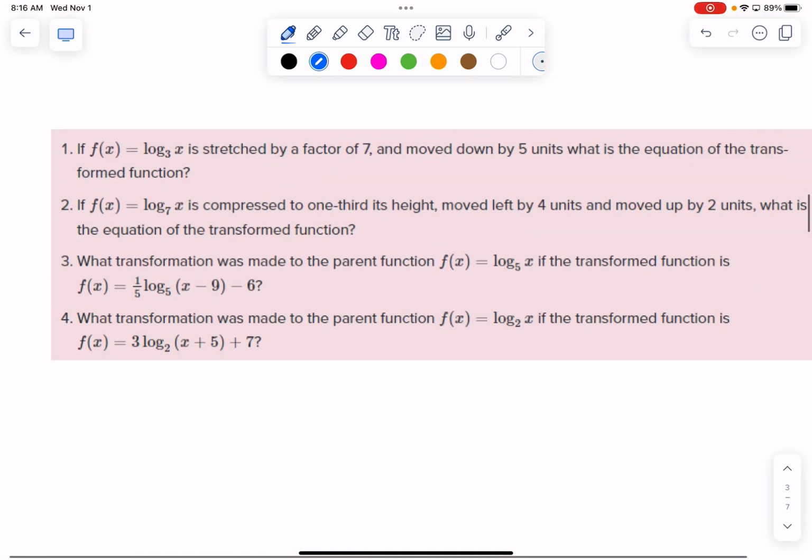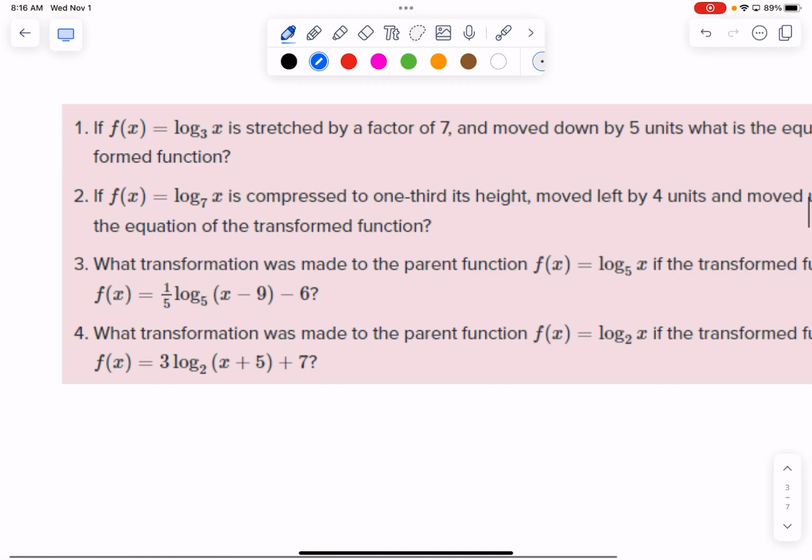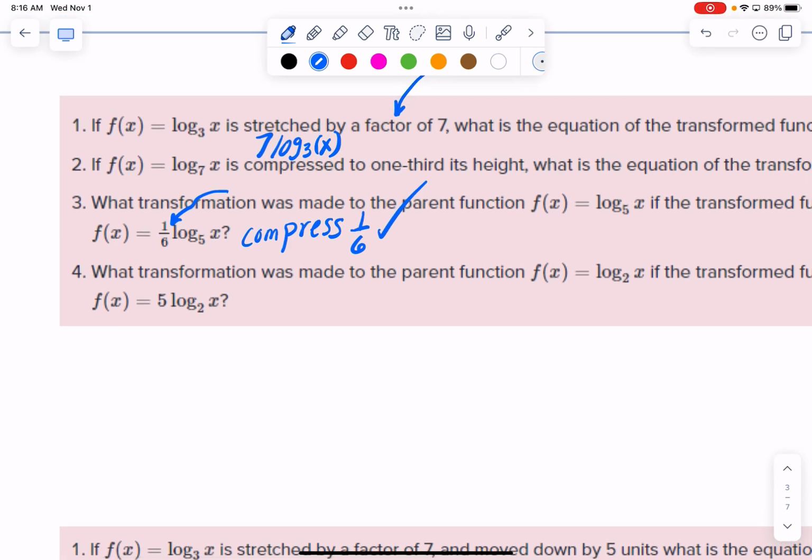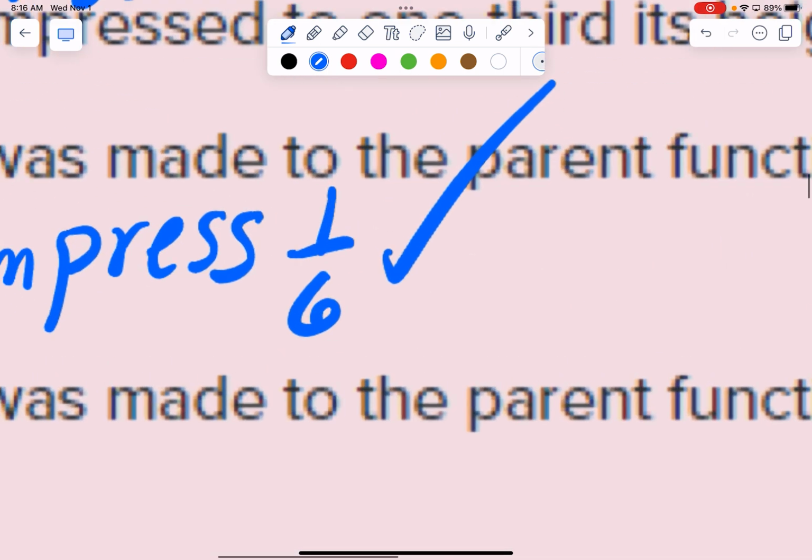Moving on. Wait, but Ms. Bowman, I thought if you said compressed by a factor of 6, I mean, 1/6 is already saying it's compressed. That's like saying a double negative.